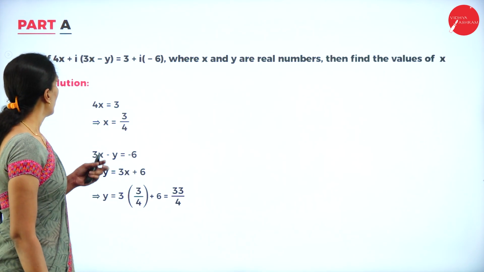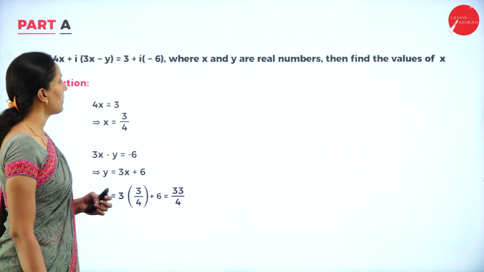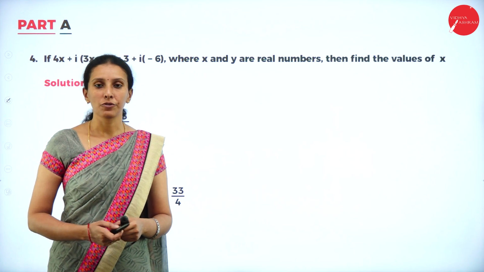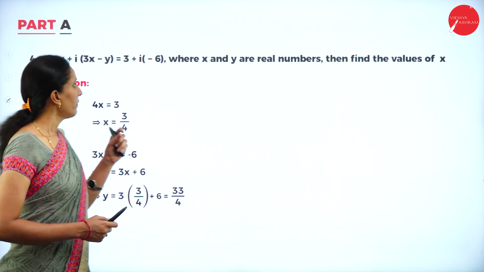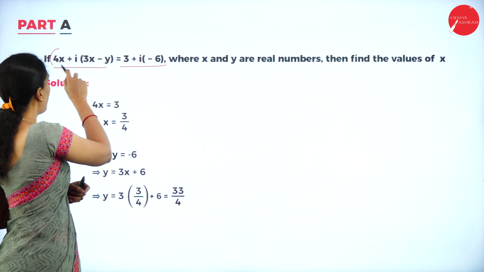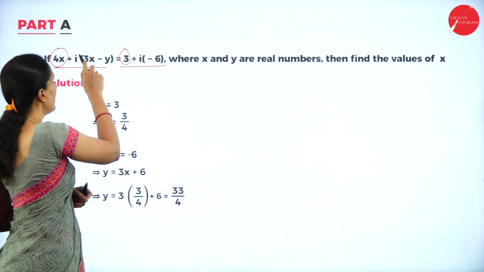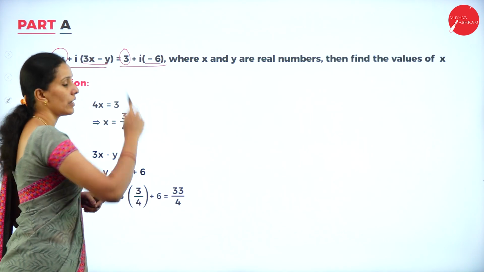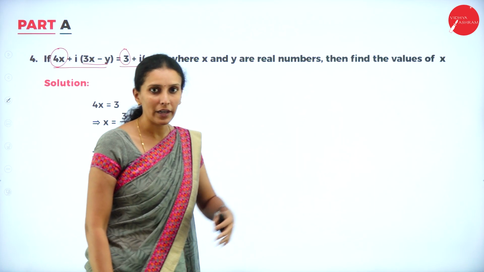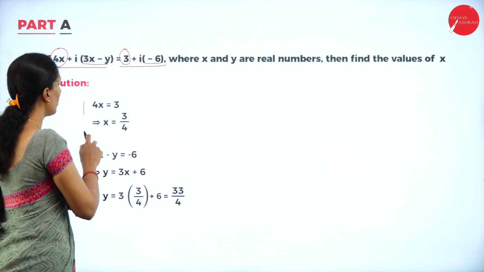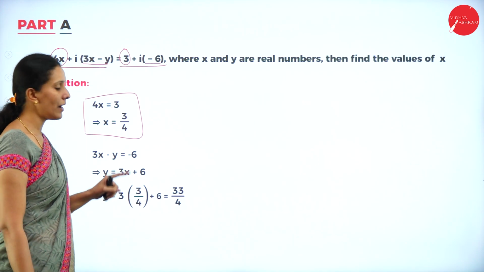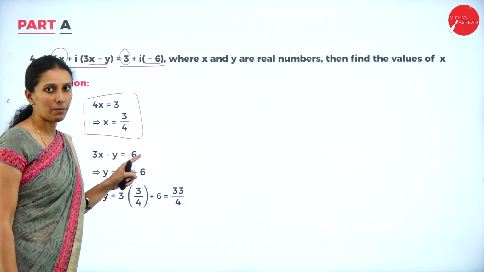Next one. 4x plus i, 3x minus y plus 3i minus 6, where x and y are real numbers. Find the value of x. Here, we know that two complex numbers are said to be equal when the real part is equal to the real part and the imaginary part is equal to the imaginary part. So let us equate it. Here they have asked you only to find the value of x. Therefore, we can write 4x is equal to 3. Real part is equal to real part. Hence, we will get x is equal to 3 by 4.